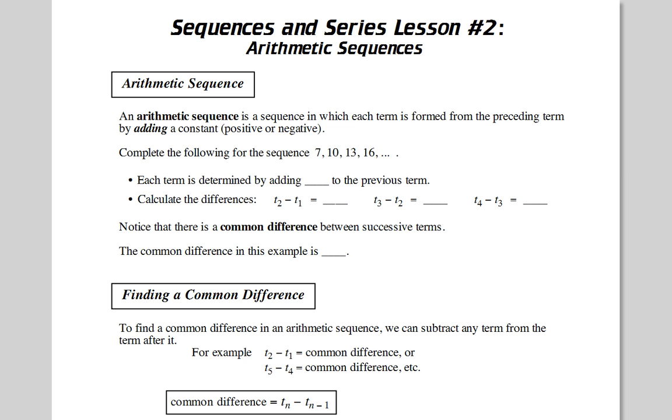An arithmetic sequence is a sequence in which each term is formed from the preceding term by adding a constant. And that constant can be positive or negative. So if the sequence is increasing, we are adding positives. And if the sequence is decreasing, we're adding negatives. Okay? And each term is determined by adding. We've got this sequence here.